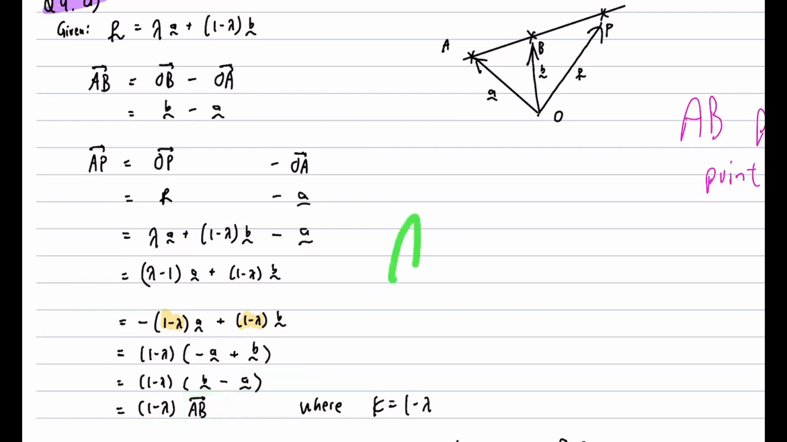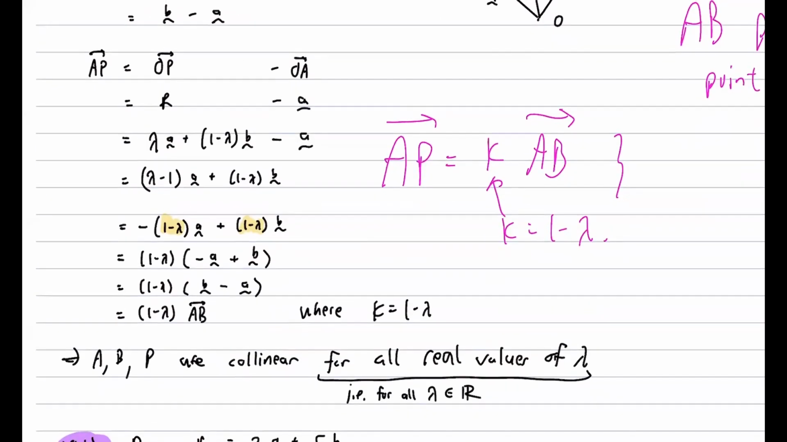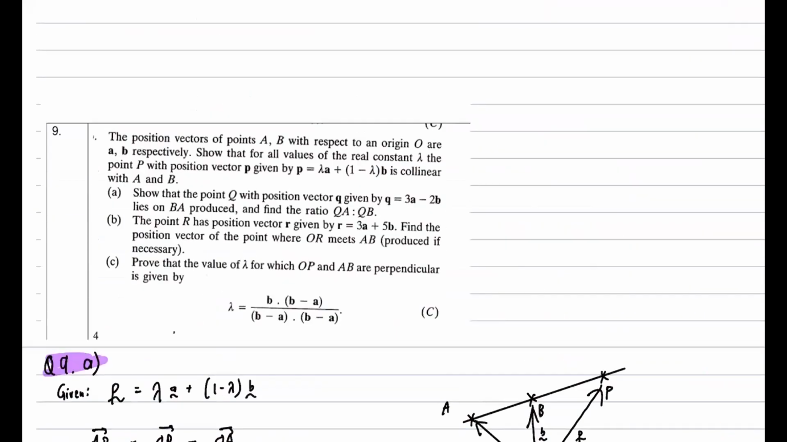We have just shown that AP is equal to some scalar multiple of AB, where this k here is 1 minus lambda. What does that mean? They are collinear, that's all. A, B, P are collinear. And we show this in general. The lambda didn't have to be a specific number. So that means lambda works for all real values. Every possible real number lambda works, which is what was requested by the question. They requested for all values of the real constant lambda.